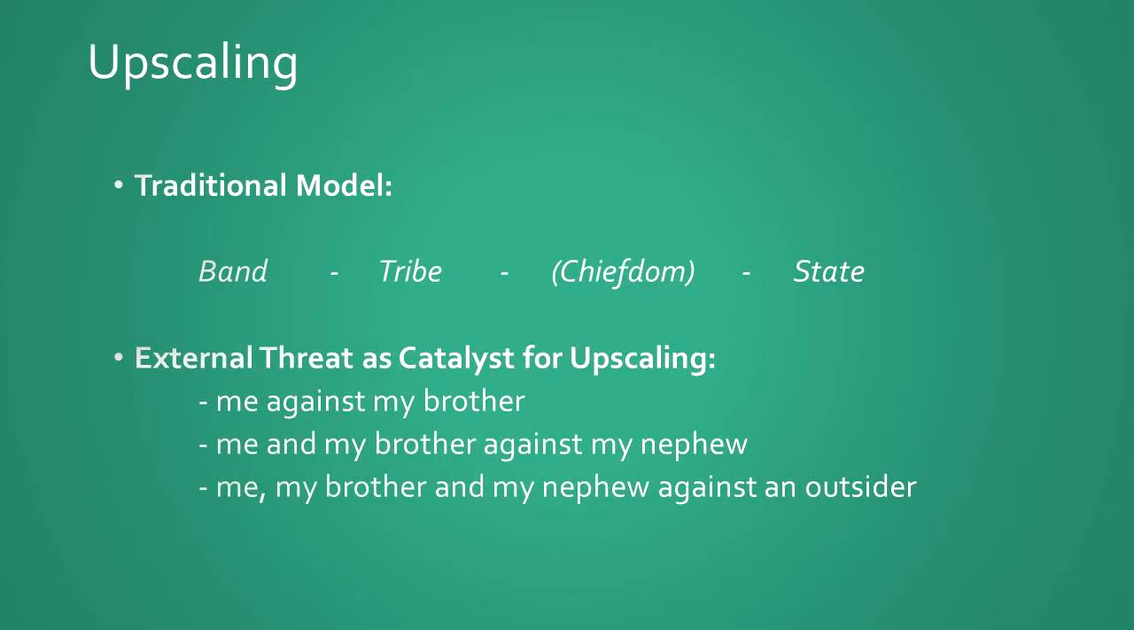Would then my nephew get into a fight with a complete stranger that I've never seen before, of a completely different religion? Most probably me and my brother will still team up with him against this complete stranger. And this is the basic model for upscaling. What we see basically is units that are clicking together under external threat. Should there be no external threat, then they will fight between them. If there is an external threat, they start teaming up and together fighting the common enemy. So this is, I think, the basic model for upscaling.